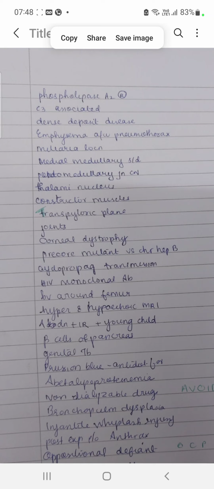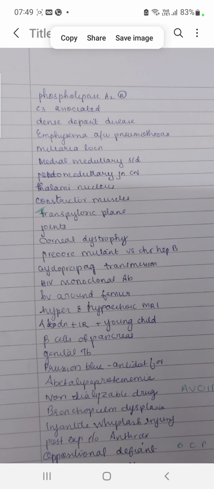Thalamic nuclei. Anterior nucleus of thalamus goes to the mammillary body. VA goes to the basal ganglia. VL goes to the cerebellum. Then VPL and VPM. VPL is to and from the limbs, that is spinal lemniscus and medial lemniscus. VPM is from the mouth, that is from the face, trigeminal lemniscus.